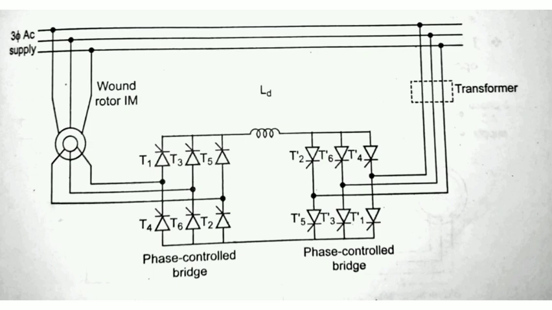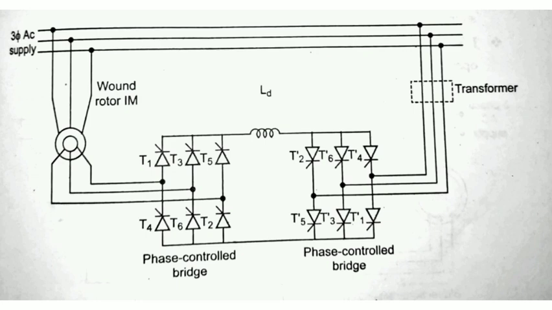For controlling the speeds below the synchronous speed, the slip power is removed from the rotor circuit and fed back into the input AC supply. For controlling the speeds above synchronous speed, additional power is fed into the rotor circuit at slip frequency. It has a slip ring induction motor, two controlled converters, a smoothing inductor and a transformer. The smoothing inductor is used to suppress the ripples present in the DC link.